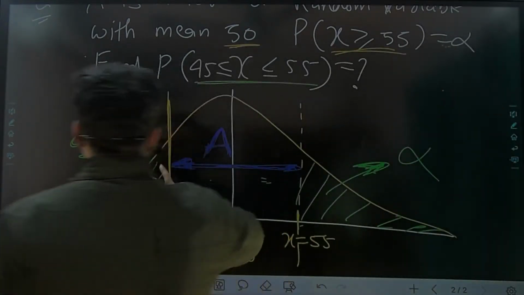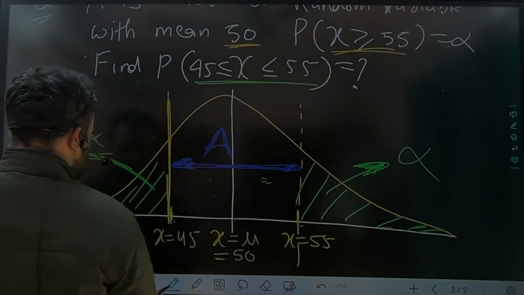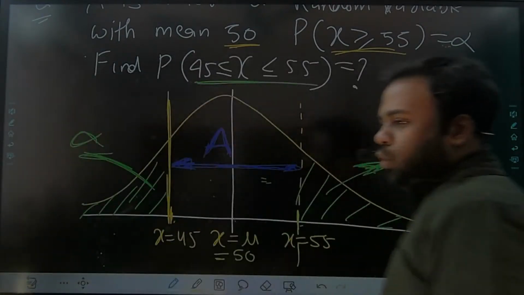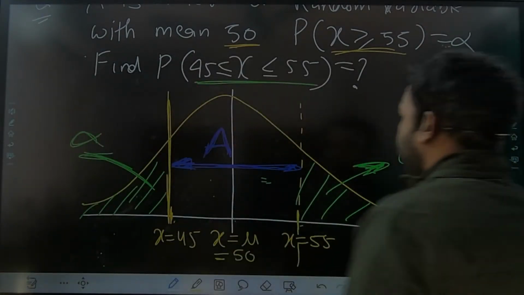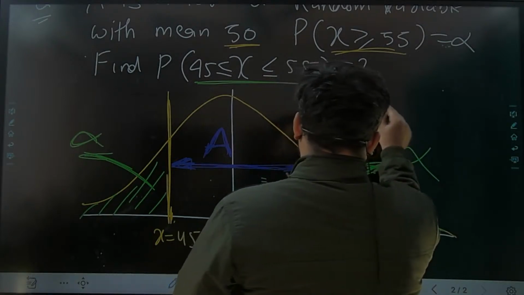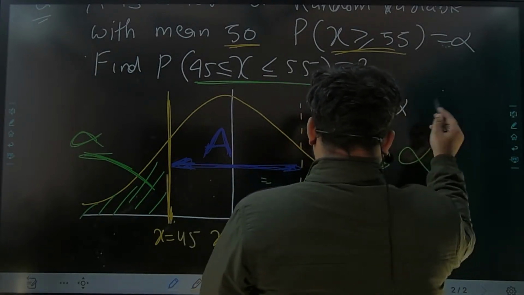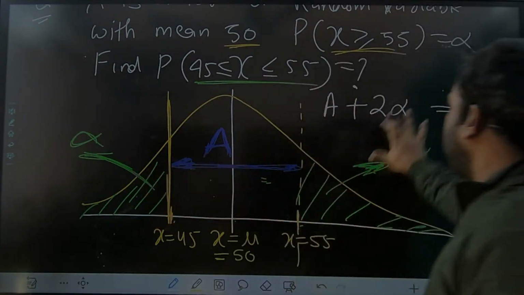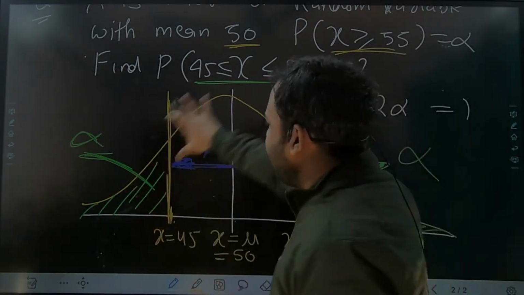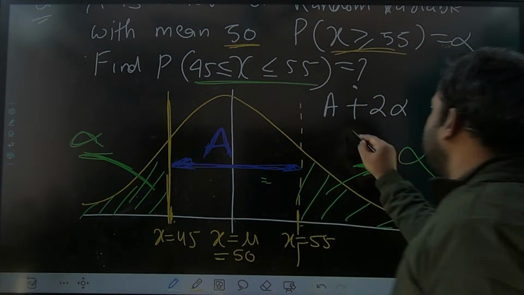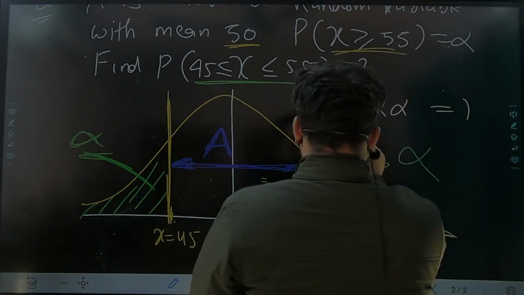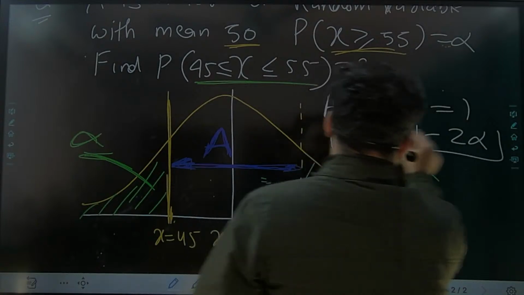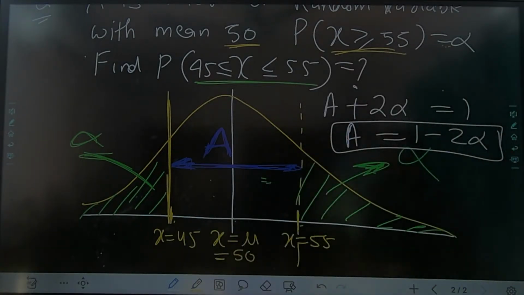We know the total area under this curve will be 1. So a plus 2 times alpha is equal to 1. That will cover the complete area under the curve, and I can calculate a very easily. A is what? 1 minus 2 alpha. This will be the answer. A is equal to 1 minus 2 alpha.